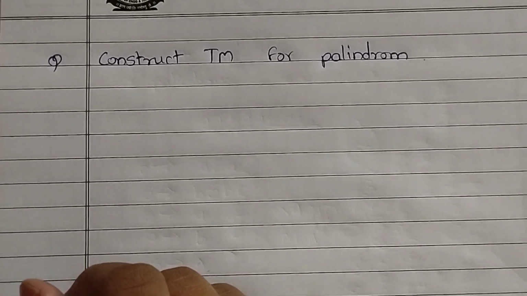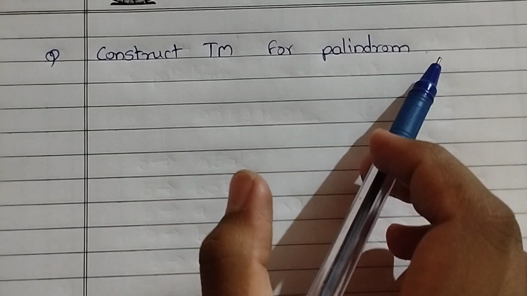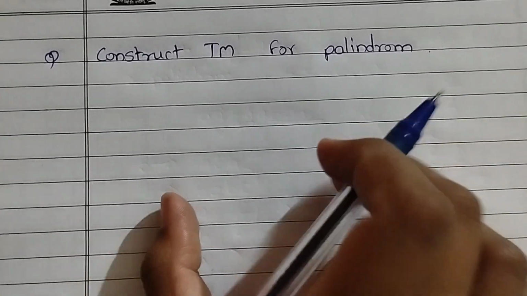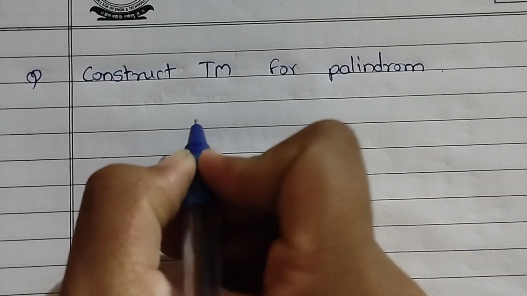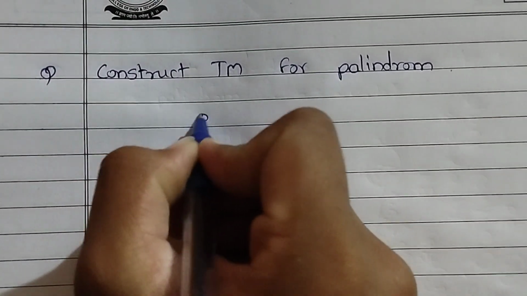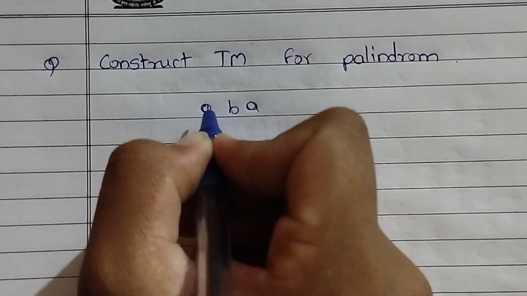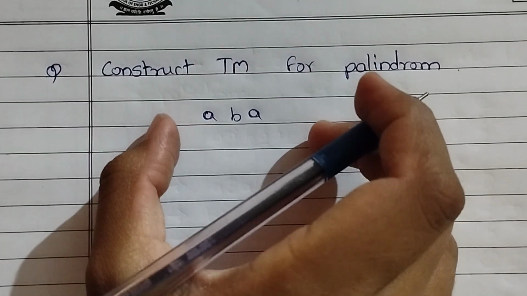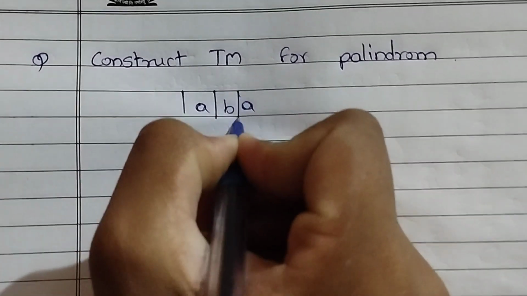Hello everyone. In this video we draw the Turing machine for the palindrome. So we know that the palindrome can be even and can be odd also. If we consider the example A B A, this is the odd palindrome, and the Turing machine keeps all this string in the tape. So we draw the tape here.